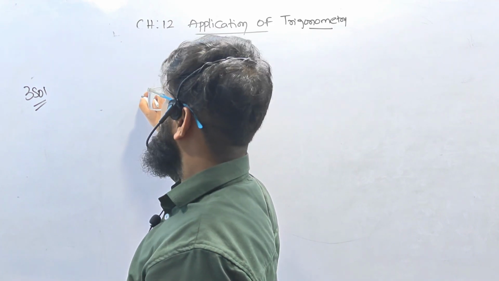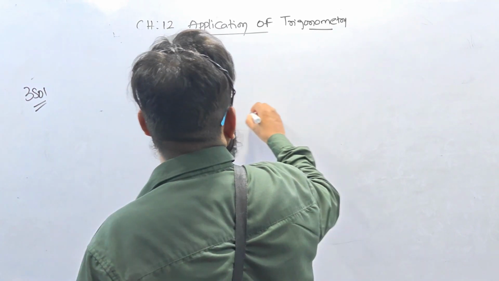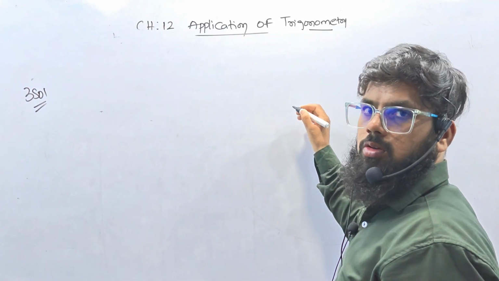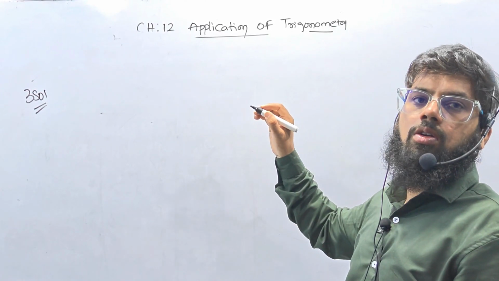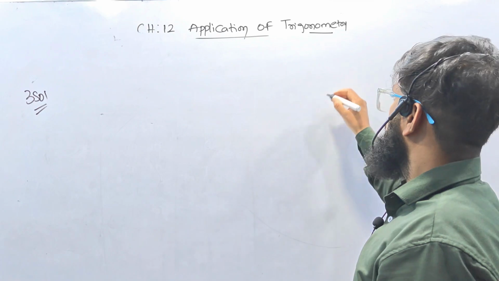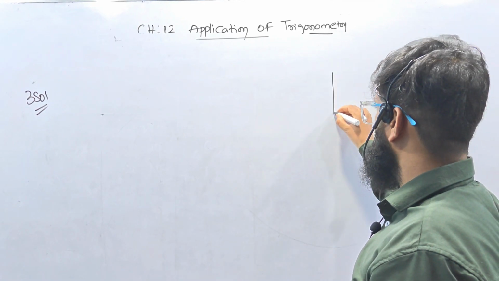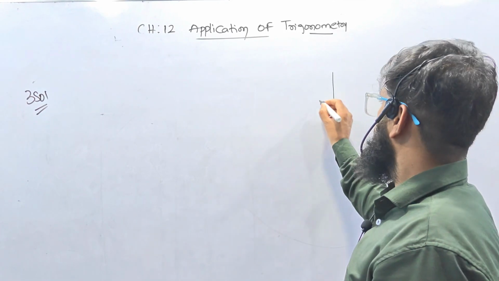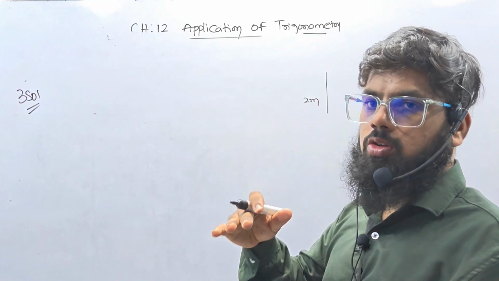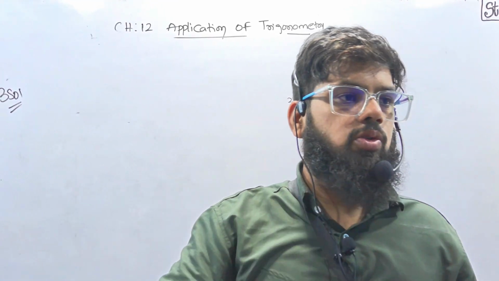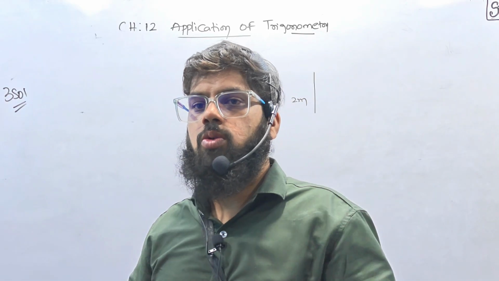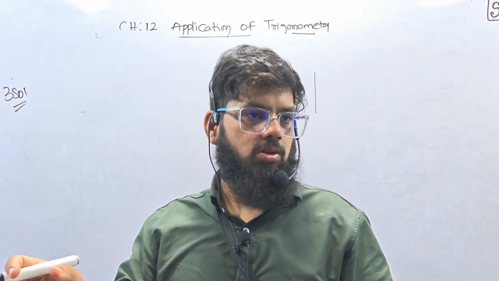A contractor wants to set up a slide for the children to play in the park. He wants to set it up at a height of 2 meters. So what is the height of the slide here? 2 meters. And you know very well, during your childhood, you were enjoying the slide, right? You used to climb and you used to slide on that, right?